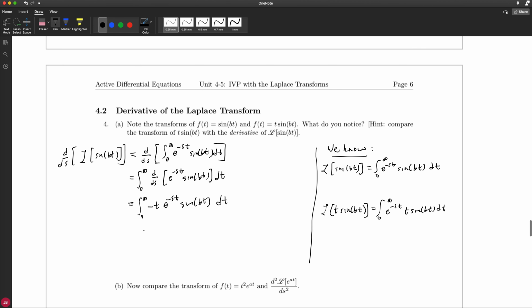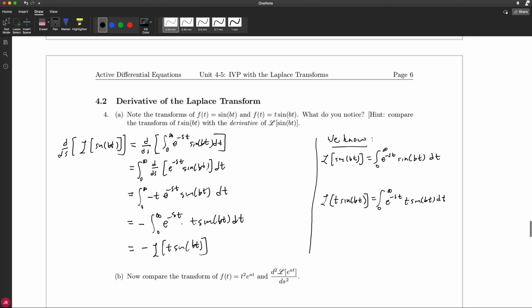Ah, well look. This is minus the integral from 0 to infinity, I'm pulling the negative out, of e to the minus st times t sine bt. Does this look familiar? Well, yes, this is the negative of this Laplace transform here. So this is the negative of the Laplace transform of t sine bt. And so what do we see? Well, if I just multiply both sides by -1, I see that the Laplace transform of t sine bt is the negative derivative of the Laplace transform of just sine bt.